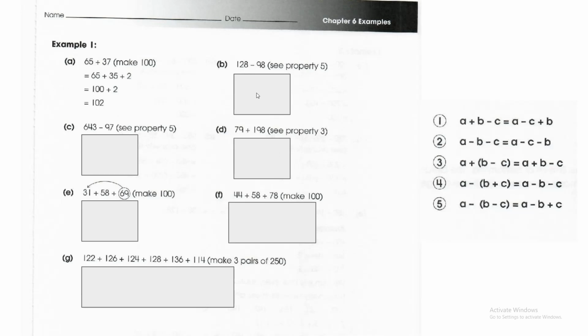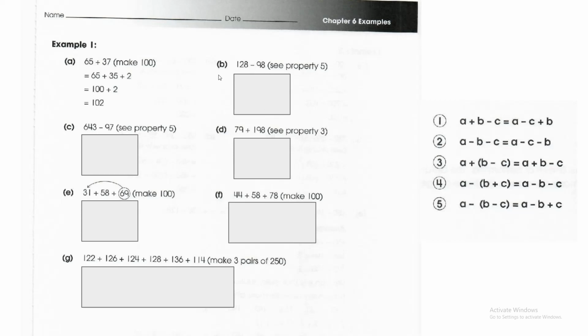B. 128 minus 98. We're going to use property 5 for this problem. This property says that A minus the difference of B minus C is equal to A minus B plus C. So we need to pick values of B and C that make this problem simpler.